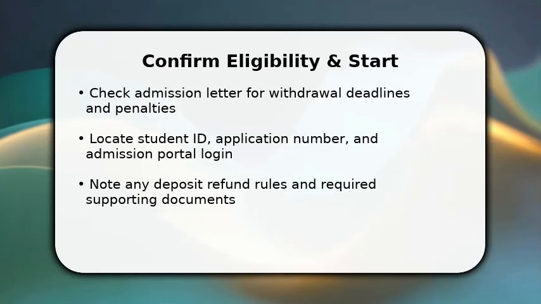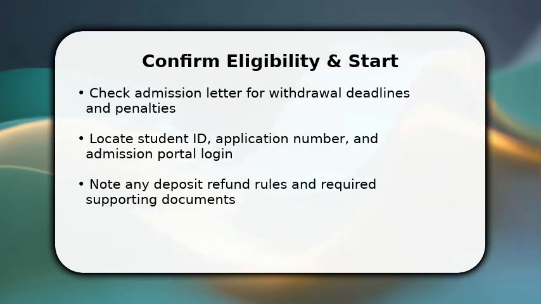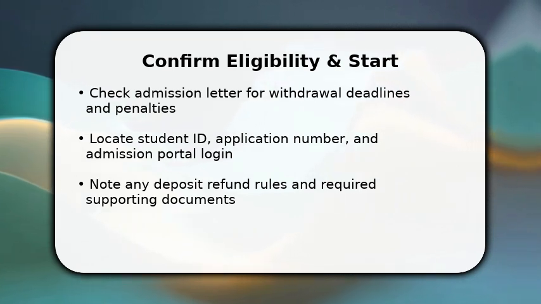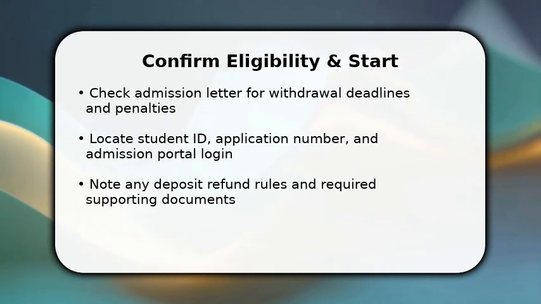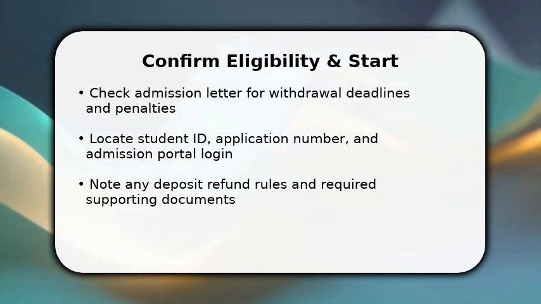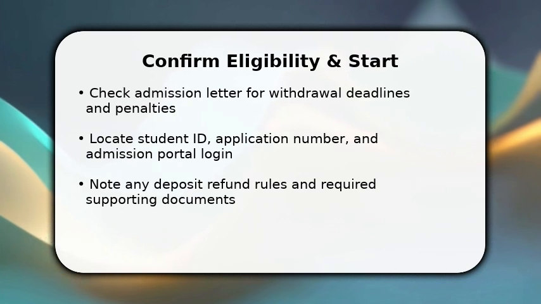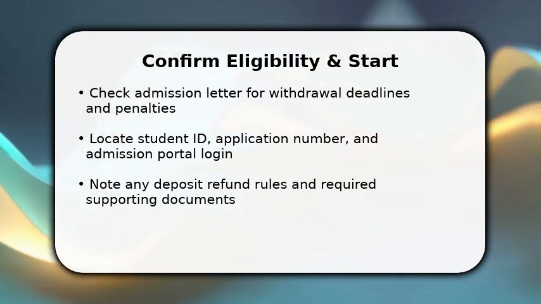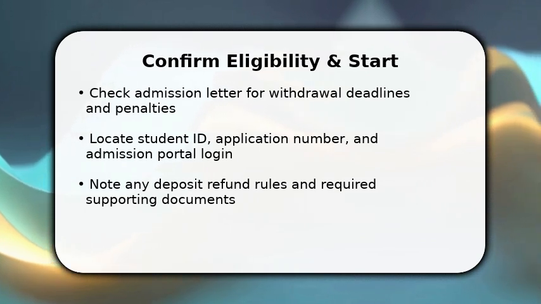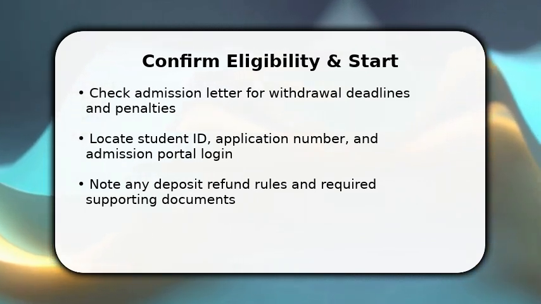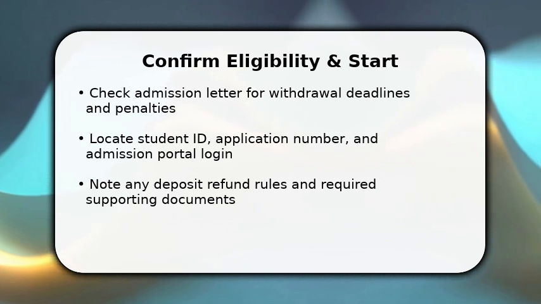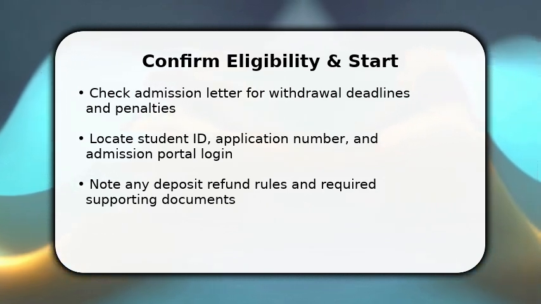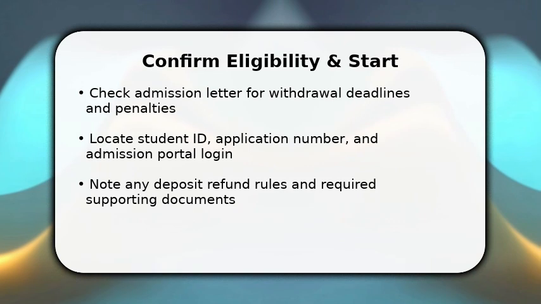You begin by confirming you qualify to cancel. Read your admission letter for deadlines and refund terms. Once you have your student ID and application number, log into the admissions portal and open the cancellation or withdrawal section. This prevents delays. If an online form exists, complete mandatory fields now and attach proof like the admission letter or ID. Make sure to note any deposit amounts and the refund timeline, because that determines whether you'll recover fees and when to expect them.